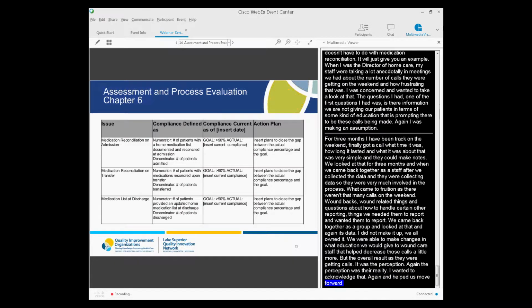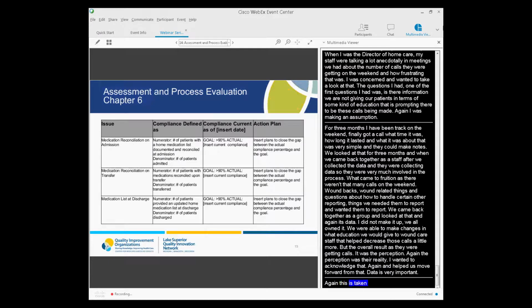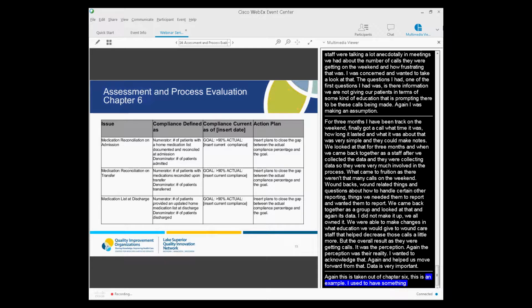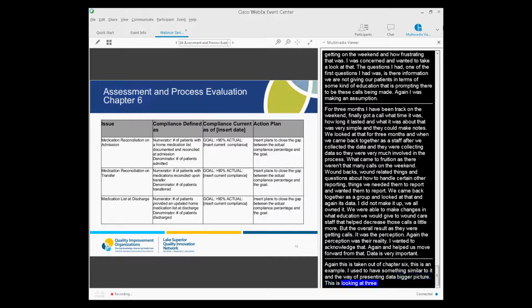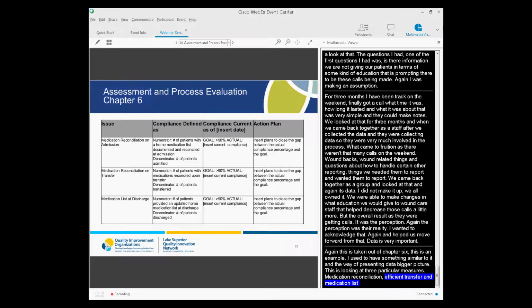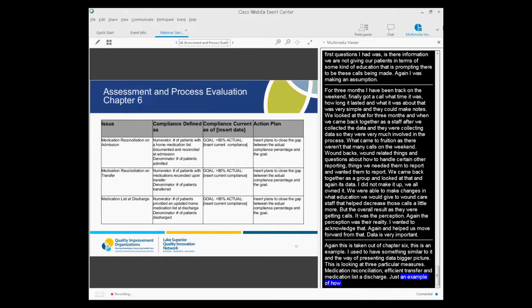So again, this is taken out of Chapter 6, and it's just an example. I have used something similar to it as a way of presenting data in a bigger picture. So this is looking at these three particular measures: medication reconciliation on admission, on transfer, and then the medication list at discharge. So it's just an example of how they defined what the numerator and what the denominator was going to be, because that's important for anyone who's collecting the data.